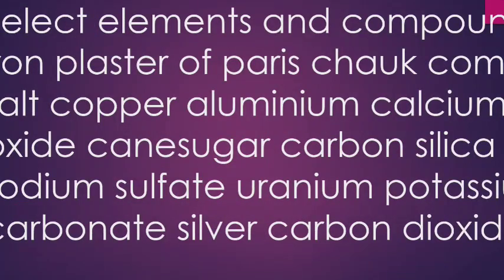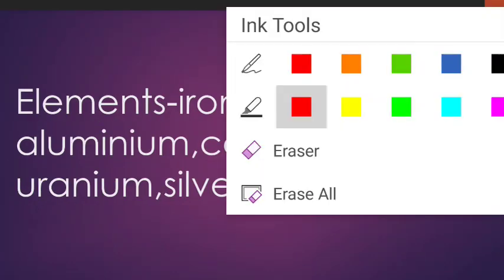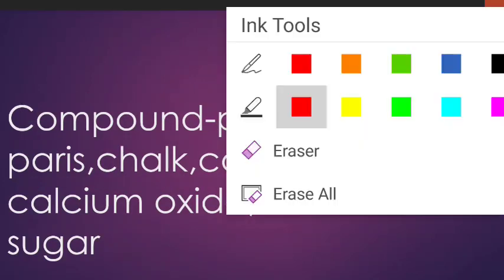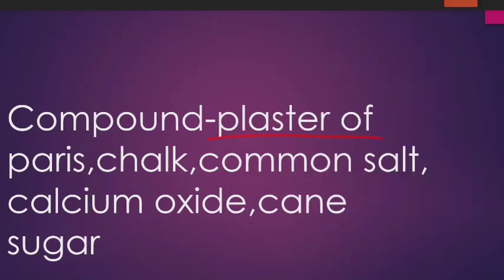Now the next question is to select elements and compounds, and these are given here. You have to select from the elements and compounds given here. Clear? So I have done it here. Out of that, the elements are which ones? Iron, copper, aluminium, carbon, uranium and silver. They are elements. And I have separated the compounds also. So which are the compounds present in that question? Plaster of Paris, chalk, common salt, calcium oxide, cane sugar. Okay, these are the compounds.